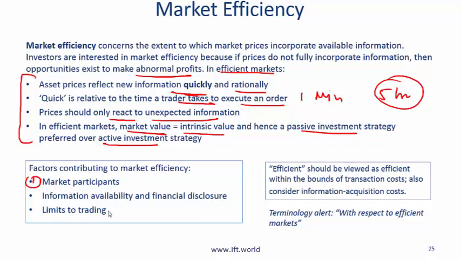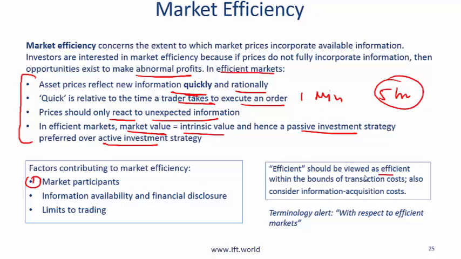Limits to trading. If the limits to trading are low, that makes the market more efficient. A classic question is related to short selling. If there is a restriction on short selling, that makes the market less efficient.